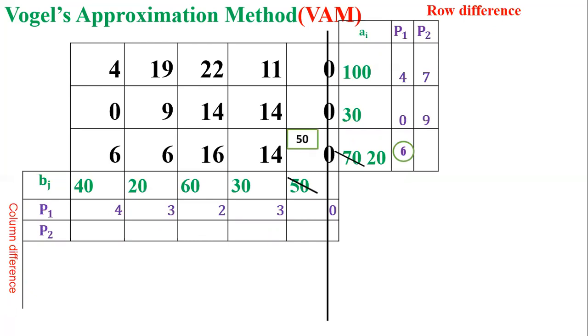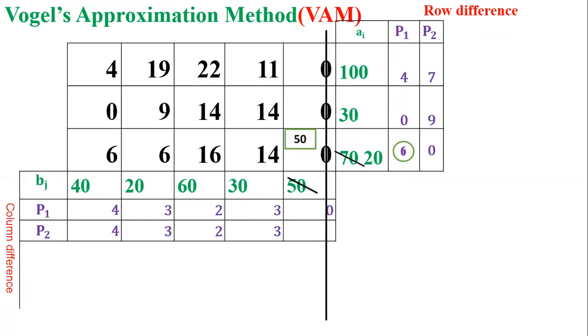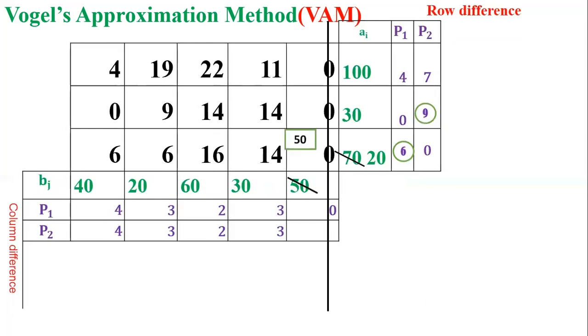Again, the difference is 660. The column difference is 4. The next column difference is 3. And the next column difference is 2, 3. Next, among these values, you have to choose the highest difference. The highest difference is 9. You have to enter that column.